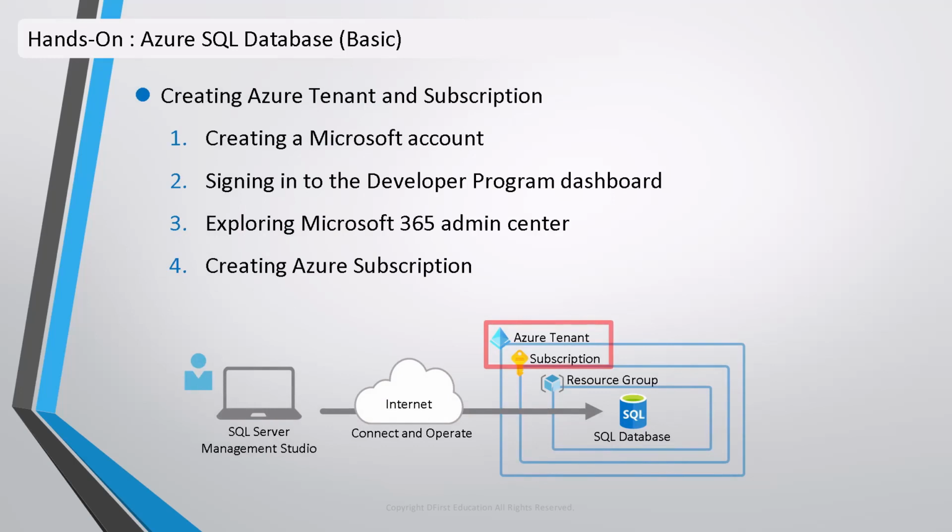In this lecture, we will create a trial Azure environment for hands-on training in the following lectures. We can create a trial environment with 4 steps. First of all, creating a Microsoft account. And then, we use the account to sign into the developer program dashboard from the Microsoft website. After confirming your Azure tenant with Microsoft 365 Admin Center, let's create an Azure subscription from Azure portal as the final step.